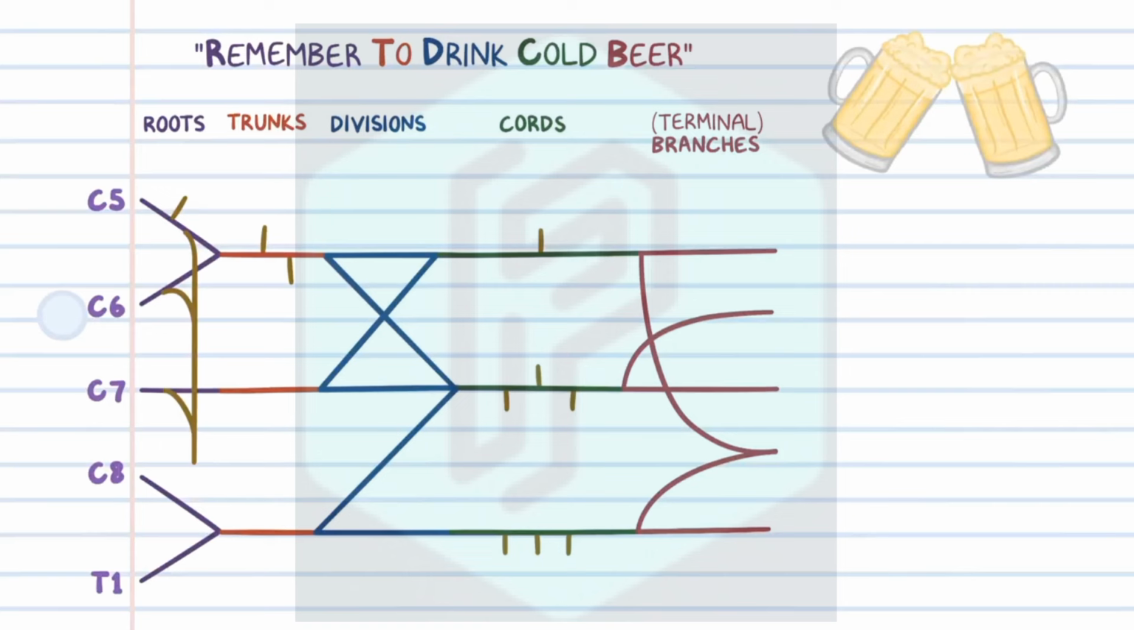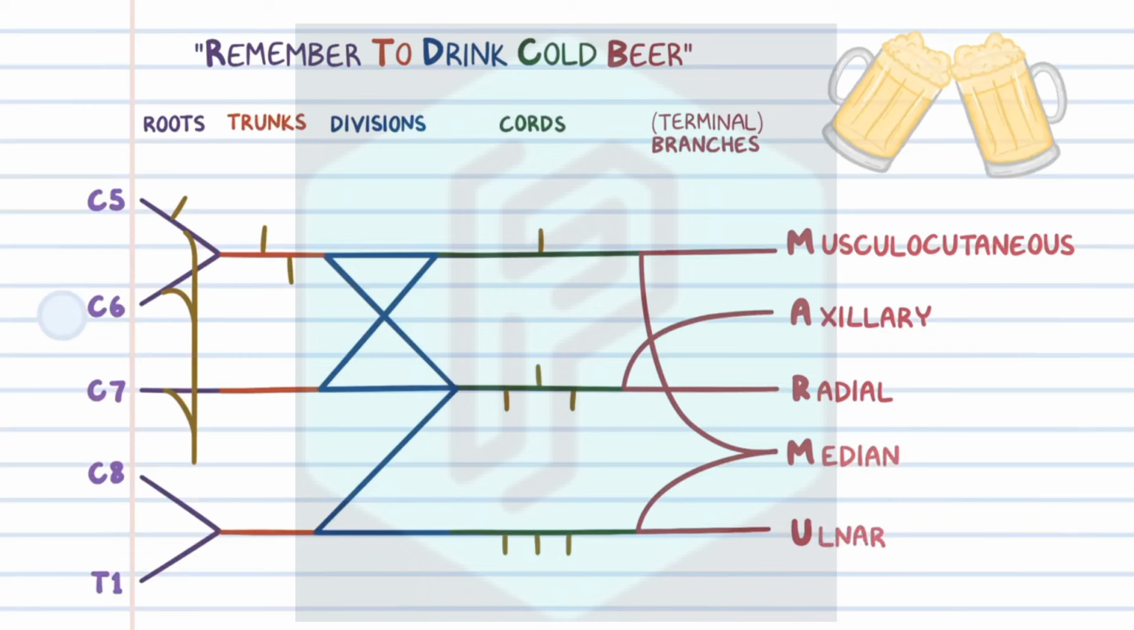Then, to remember the terminal branches, you can use the word marmu, which stands for the musculocutaneous, axillary, radial, median, and ulnar nerves, respectively.